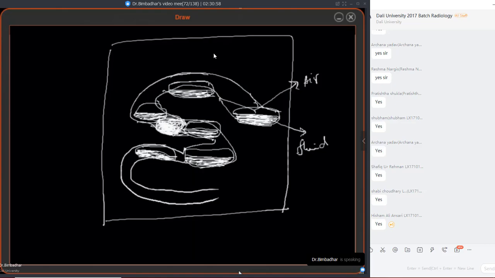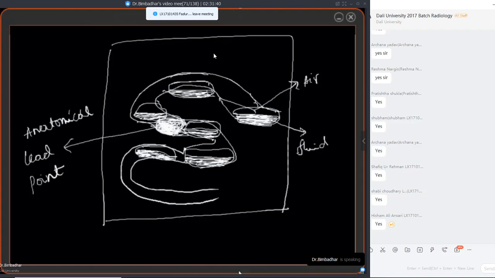So now you understand one thing. This is the region of inflammation, or the region of interest, the obstruction. Such a place is called the anatomical lead point. Remember, it is not lead as in plumbum, Pb. Lead is a metal. This is the anatomical lead point, as in leader.